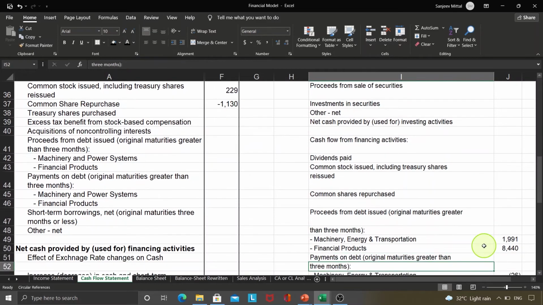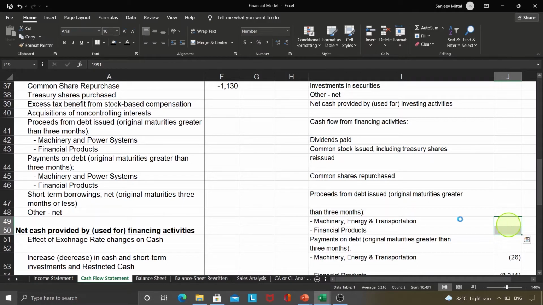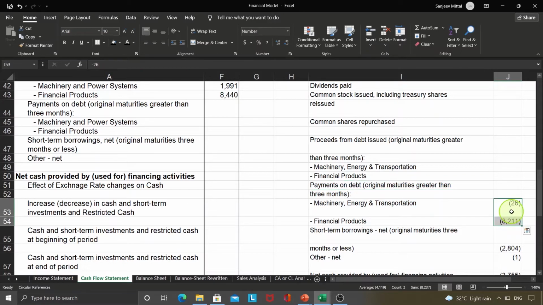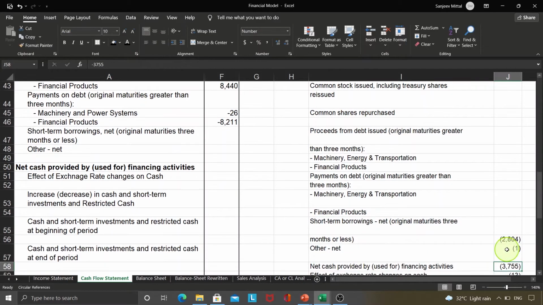After that common share repurchase, we can see that there are proceeds from the debt issue, original maturities greater than 3 months, and if you see that there is machinery and financial products, the numbers for them are 1991 and 8440. So you can simply show it as 1991 and 8440. And after that, you are having payments on debt, original maturities greater than 3 months, and you can see again machinery and financial products for 26 and 8211, and you can simply show these two numbers also here.